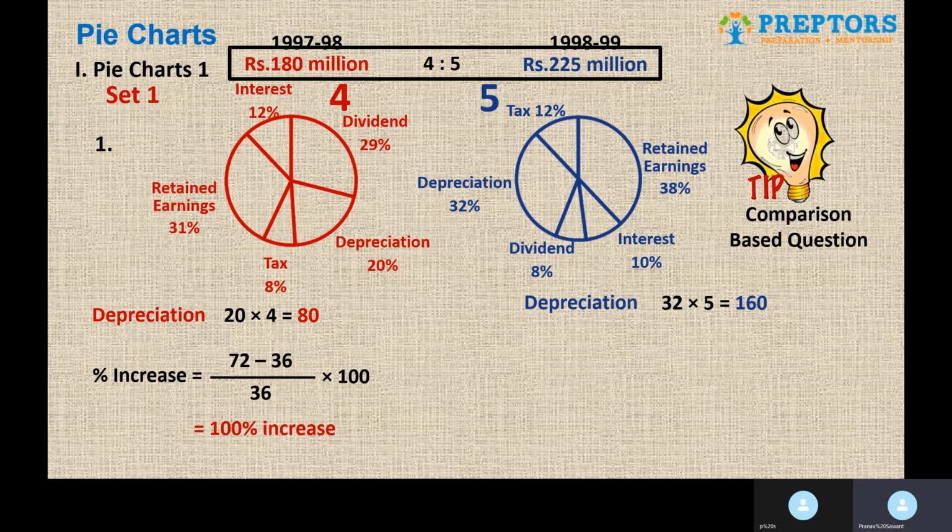These are the actual values, I think, or they are incorrect. So do not focus on these values. Consider 80 and 160. So the formula will be as follows: 160 minus 80 upon 80 into 100. So that's it. That is 100% increase.